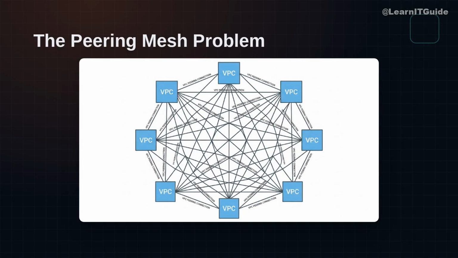So what is the problem with the traditional approach? When you connect VPCs using standard peering, every VPC needs a direct connection to every other VPC. It is called a full mesh. For a small team, this is fine. But for a growing company, it is a disaster. You end up managing thousands of individual routes. If you add a new VPC, you have to update the routing tables in every single existing VPC. It is brittle, it is slow, and it breaks production. That is the pain point we are solving today.